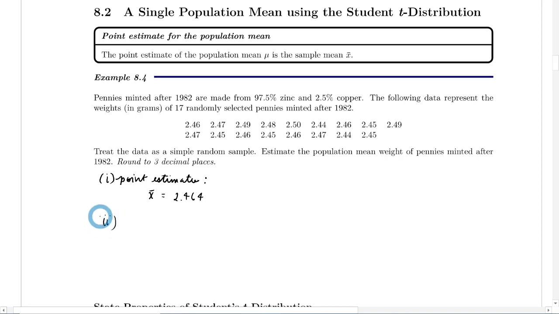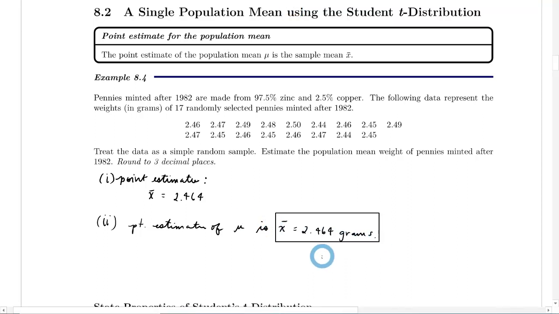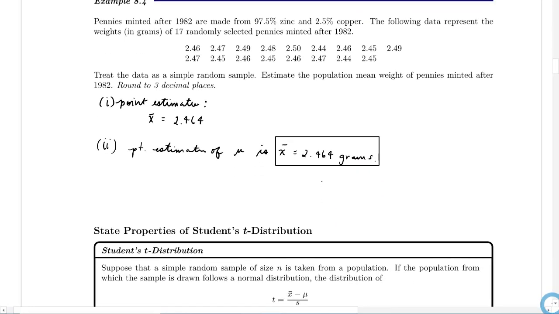So what the box above is saying is that the point estimate of mu is x bar, which is 2.464, and then pennies are weighed in grams. So that's not too bad. We just use the calculator to do all those calculations.